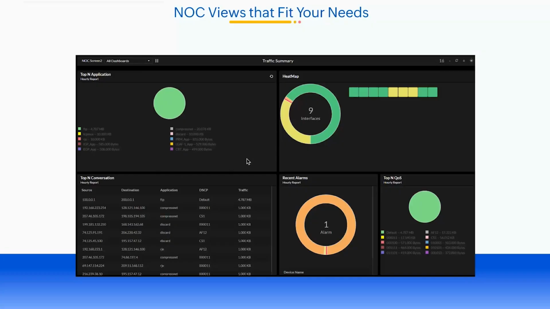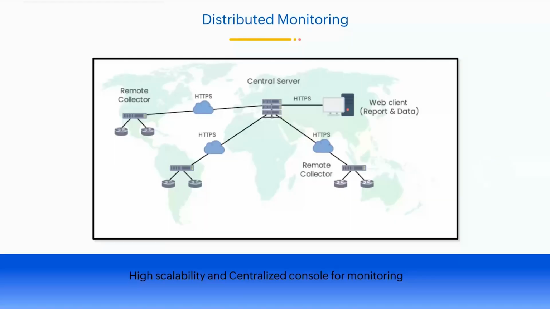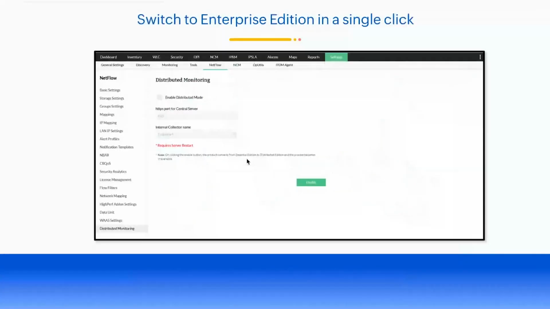NetFlow Analyzer also offers the benefit of distributed monitoring with Enterprise Edition. With distributed monitoring, you will be able to scale and monitor all the globally located data centers. If you are using the Professional Edition and you're scaling your organization, and if you wish to utilize distributed monitoring, you can just switch to the Enterprise Edition in a single click with the NetFlow Analyzer UI. You don't have to download it again. Here's how you do it.